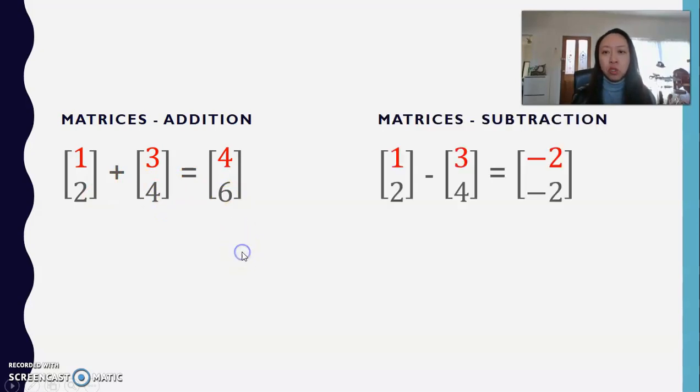So subtraction is also pretty easy. It's pretty simple. So 1 take 3 will give us negative 2. 2 take 4 gives us negative 2. So this is basic matrix addition and subtraction.